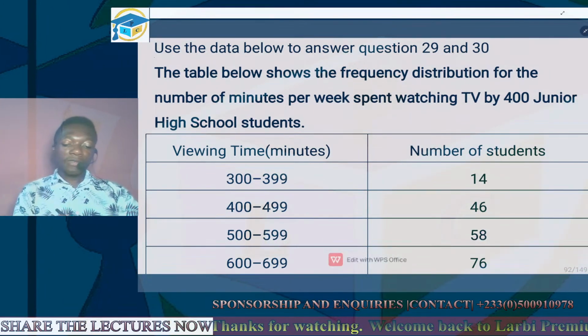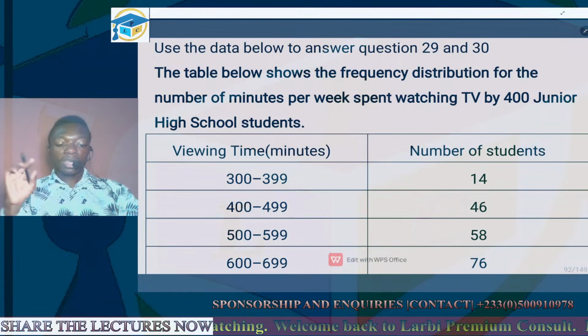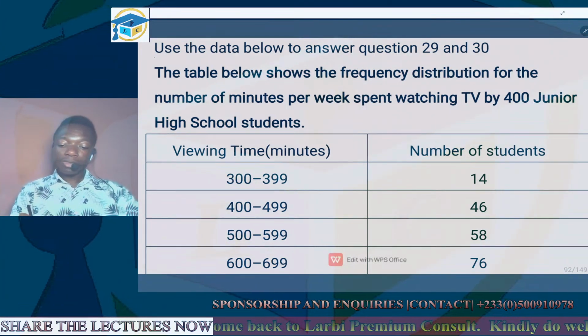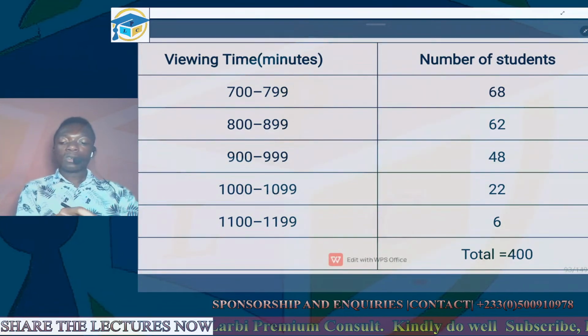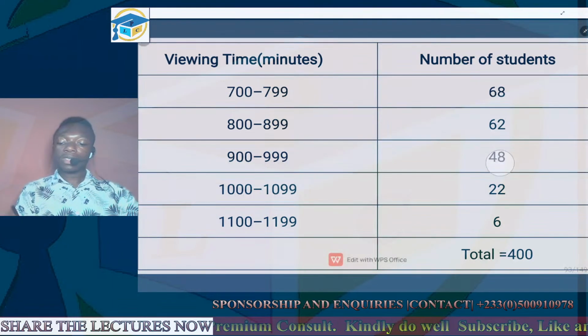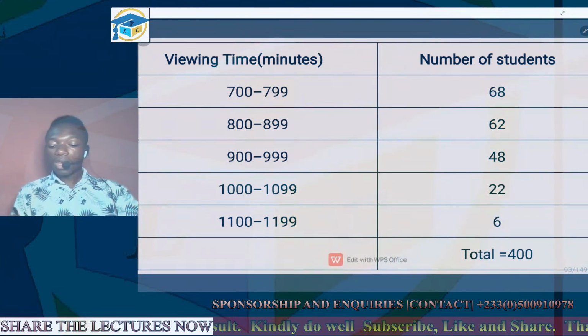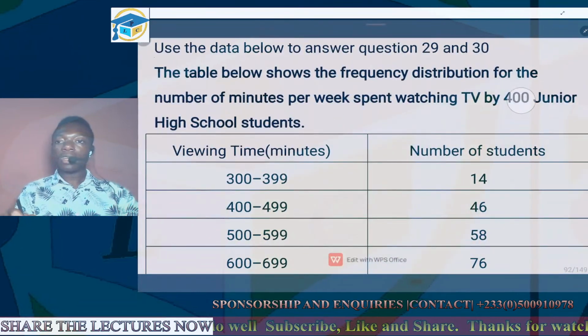So we have the first class, which is from 300 to 399, with a frequency of 14, through to 76, and we also have others here. Also we have 68, 62, 48, 22, 6 in that line, and their viewing times also there. And this is the total number of students, as the question gave to us, 400 here. I hope you can see that.